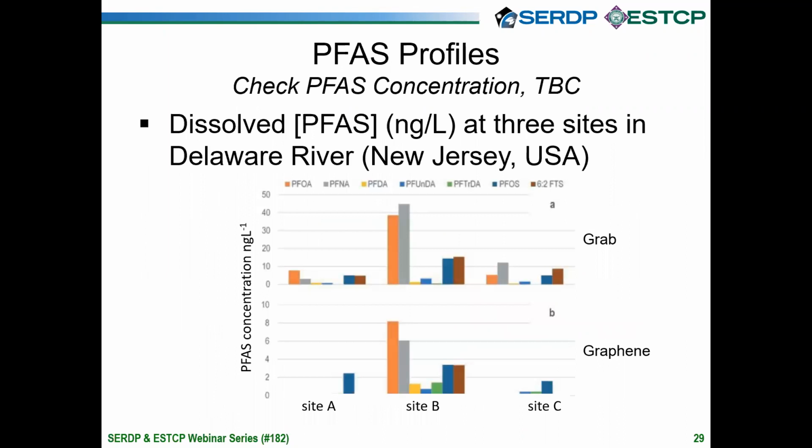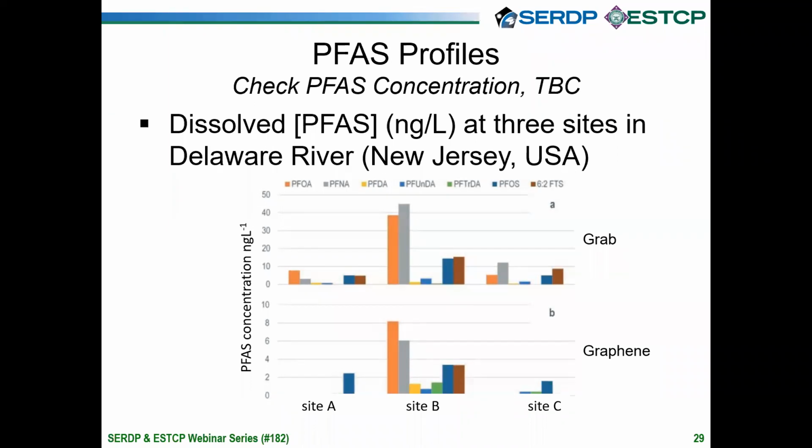We then took it to the field. In this case, we went to the Delaware River. The Delaware River has plenty of fluorochemical industries along it, and we thought we could see whether our samplers work reasonably well. So we performed a combination of taking a grab sample, deploying the samplers for several days, and then taking another grab sample and comparing with the results, which you see here.